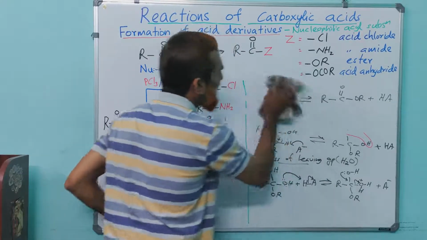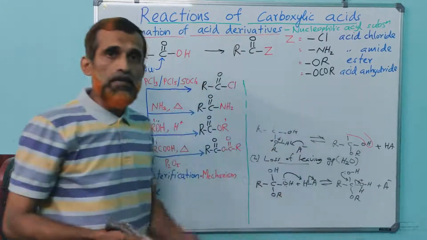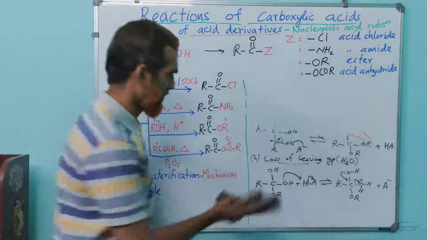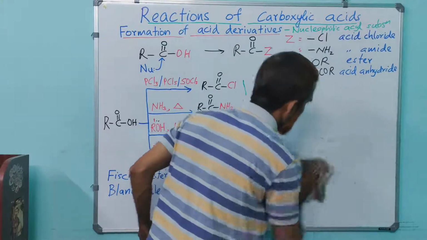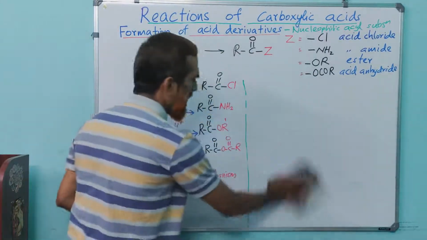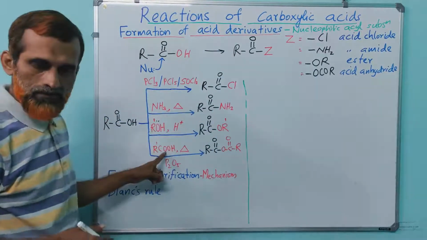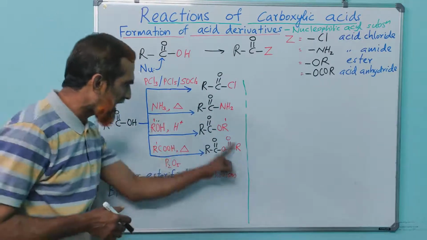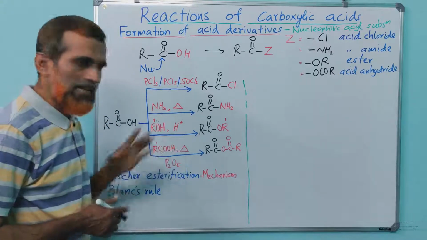Okay, so it's very interesting to practice this mechanism so that you understand reactions very closely and you will never forget it. Okay, now finally we have the last one, that is formation of acid anhydride from carboxylic acid by heating.